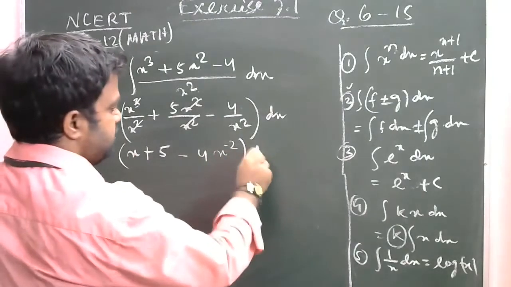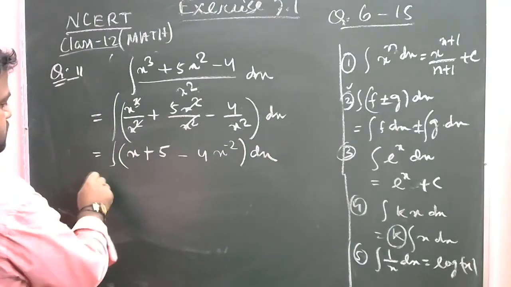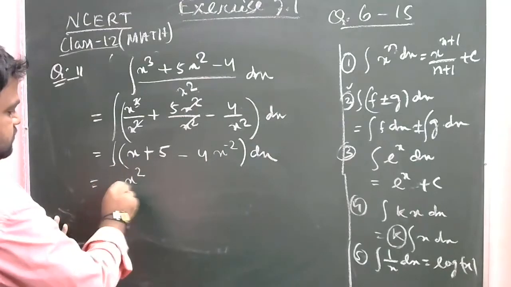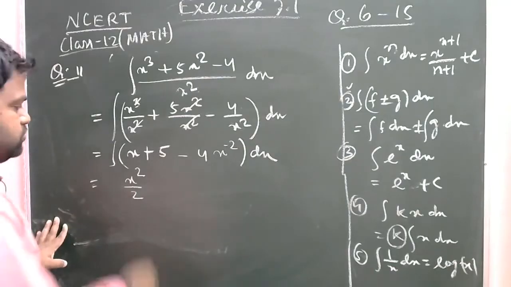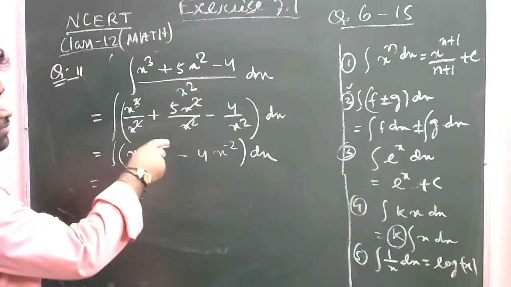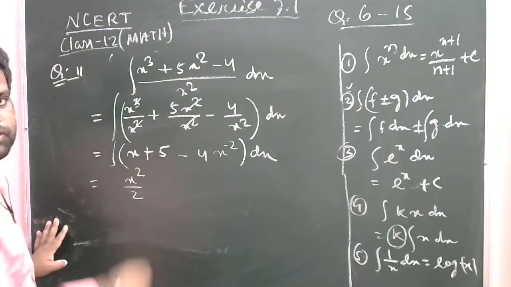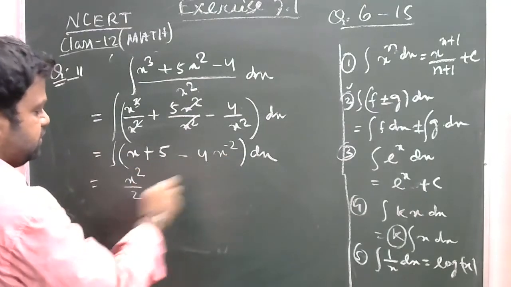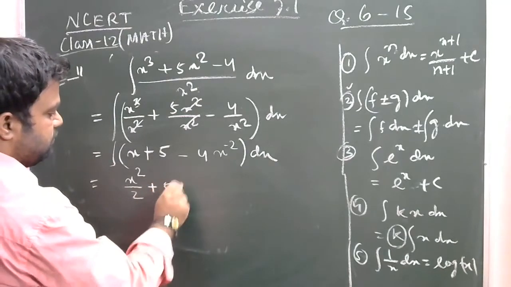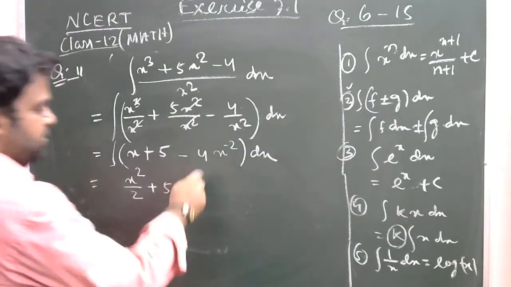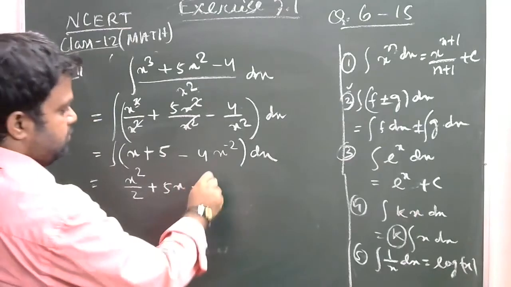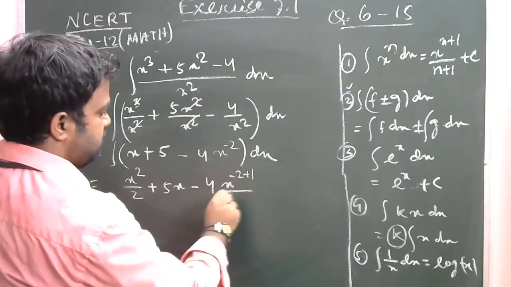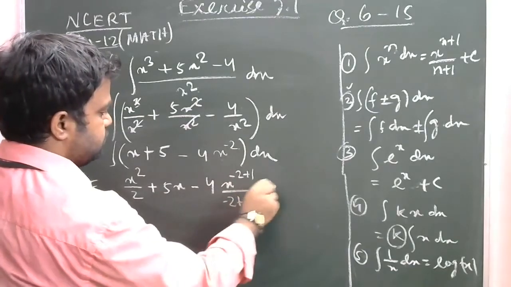So now it becomes easy. Just write separately. I'm doing it directly now. So x square by 2 is the first term, x to the power 1 means 1 plus 1 by 1 plus 1, so x square upon 2. 5 dx, 5 will come outside, dx is x, so 5x. Minus 4 x to the power minus 2, that is minus 2 plus 1 by minus 2 plus 1.